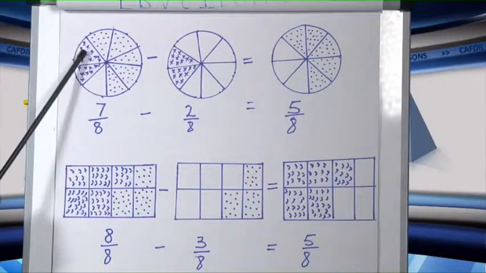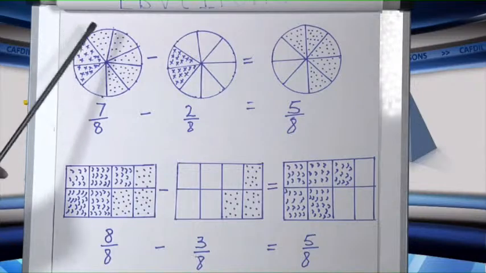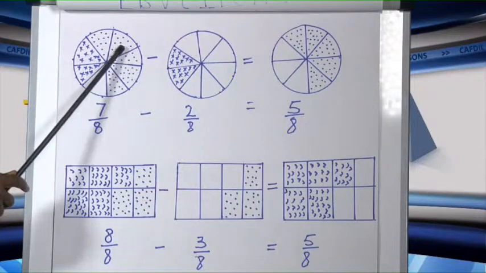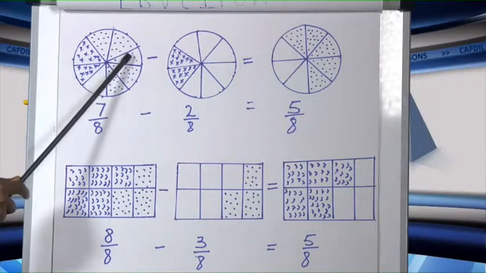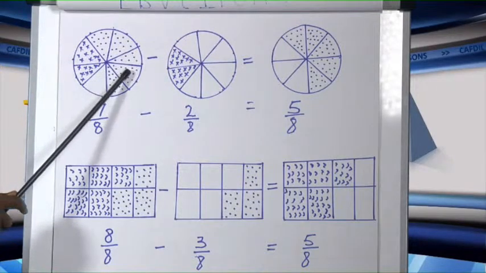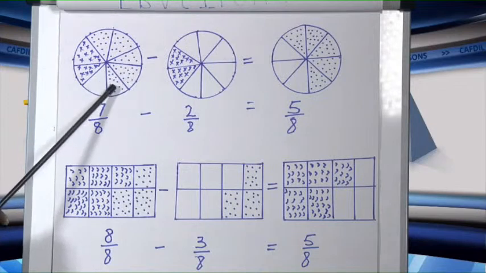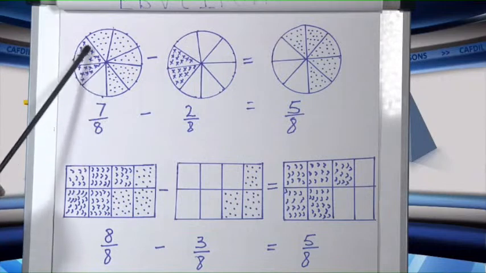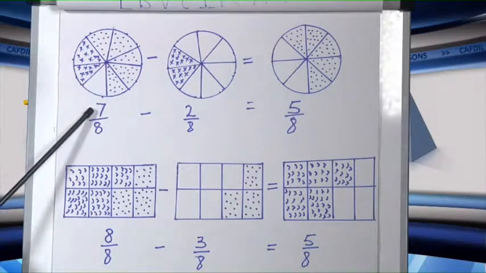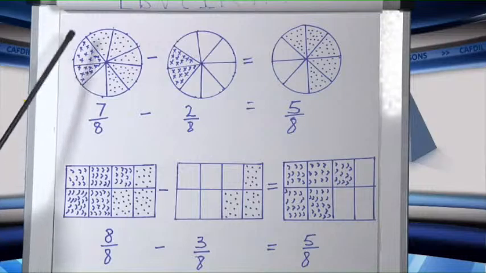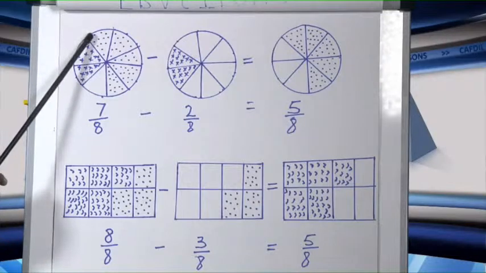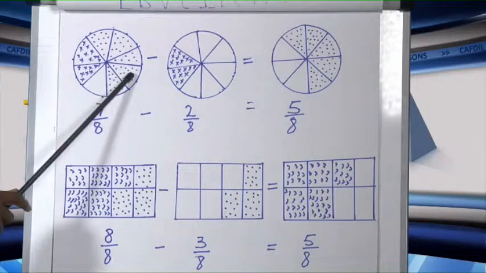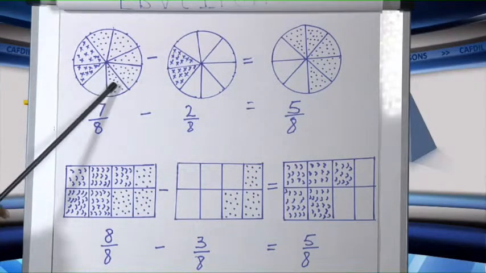1, 2, 3, 4, 5, 6, and 7. This represents the parts shaded. How many of them? Let's count again. 1, 2, 3, 4, 5, 6, 7.